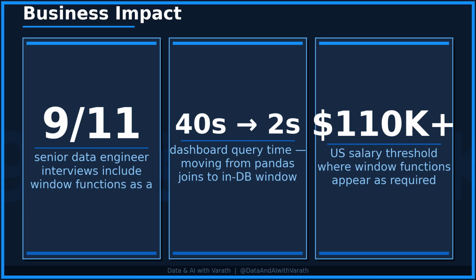$110,000. That's the US salary level where window functions start appearing as a required skill in job listings, according to current postings. Below that, they're a nice to have. Above that, they're the admission ticket. You want to be on the right side of that line.